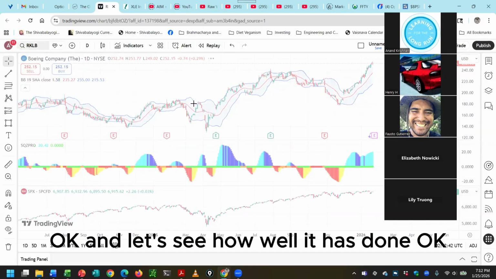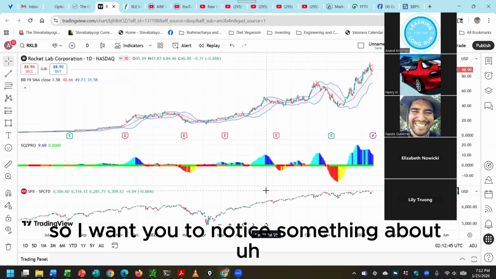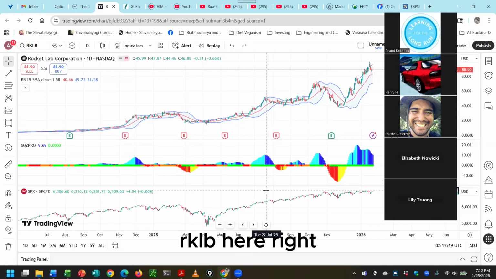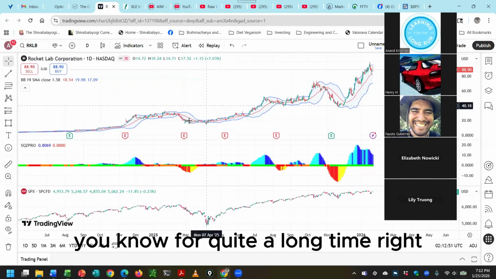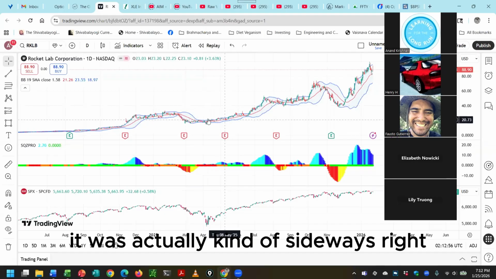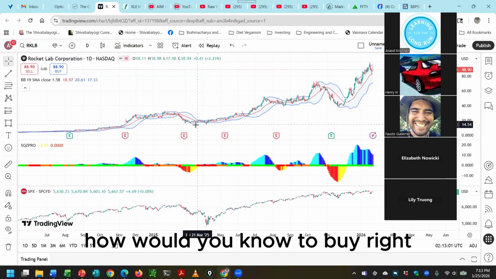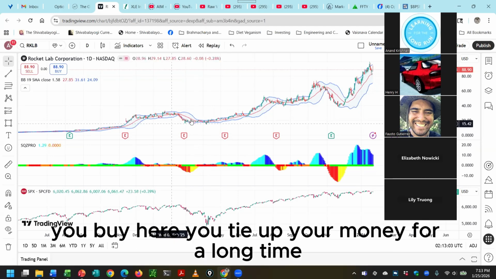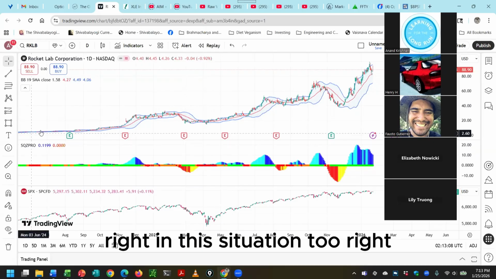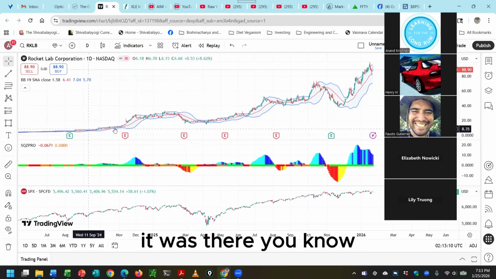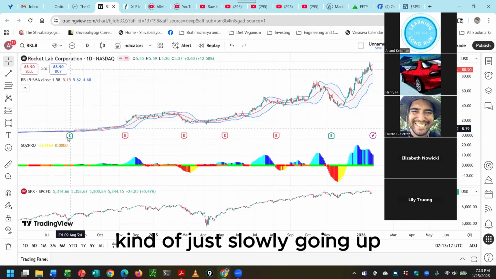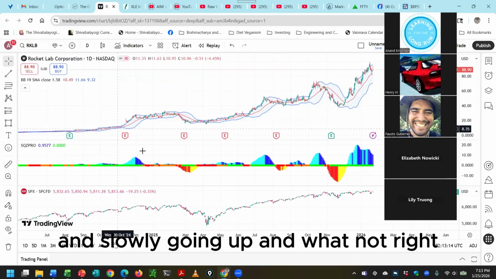And let's see how well it has done. Okay, so I want you to notice something about RKLB here, right? For quite a long time, it was actually kind of sideways. So the question then becomes, how would you know to buy? Like you buy here, you tie up your money for a long time. In this situation too, look how long it was there, kind of just slowly going up and slowly going up and whatnot.